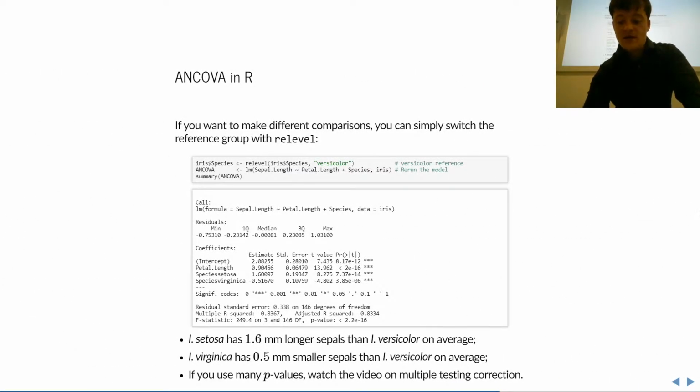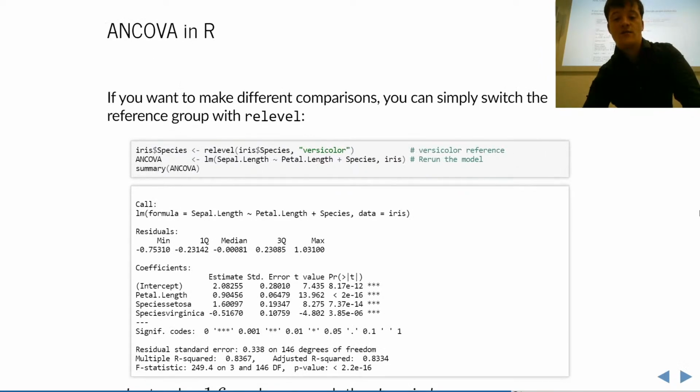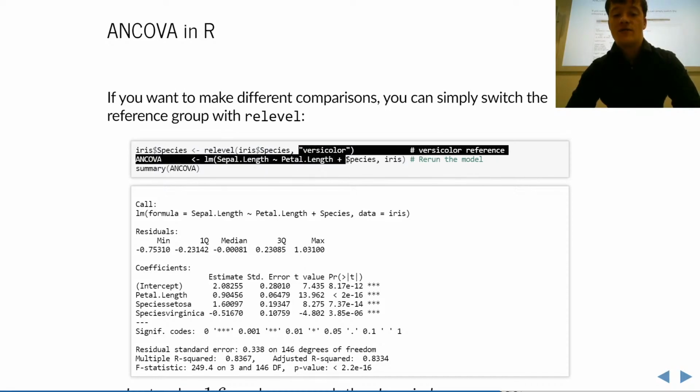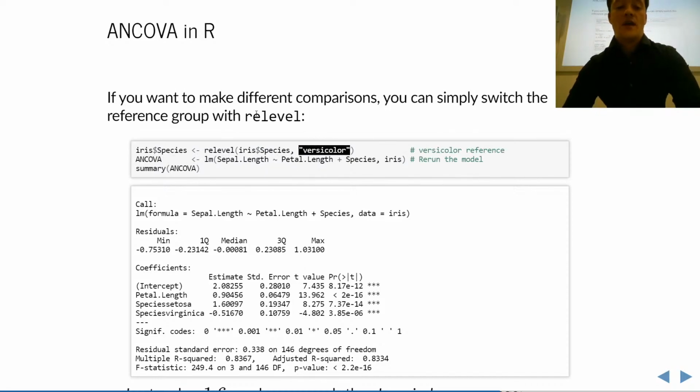Oh yeah, here's the example with relevel. What if I don't want setosa to be the reference group, I want something else to be the reference group? Then I say, okay, from the dataset iris, take the species variable and then apply the function relevel. This means overwrite or assign. Then relevel iris species again and make the reference group versicolor. Now I just run my model again and I run my summary again.